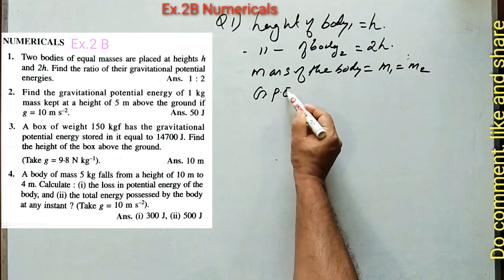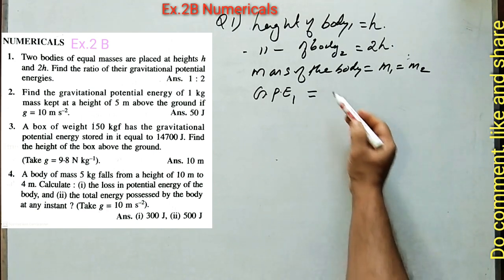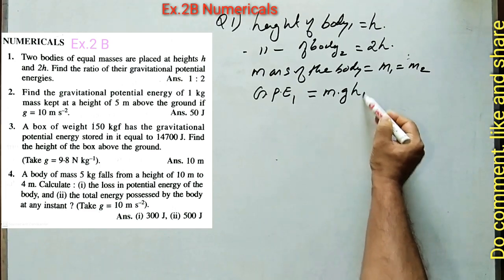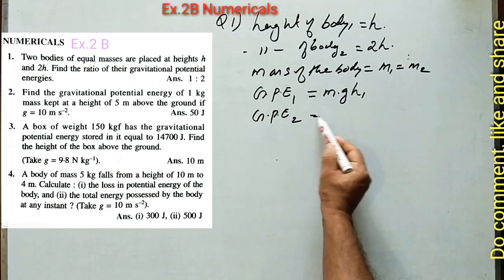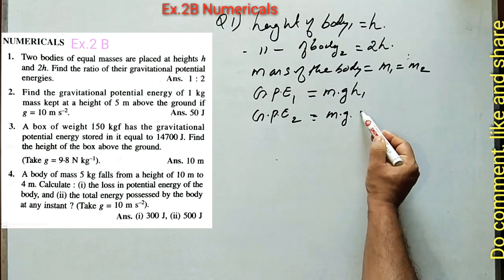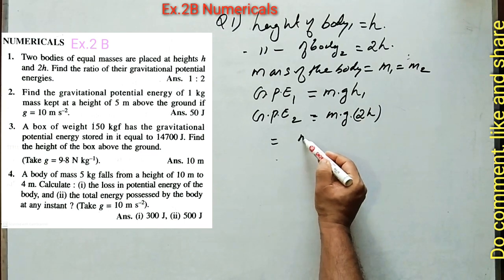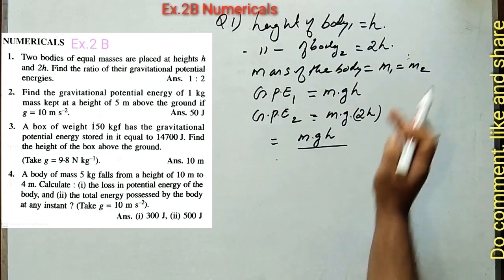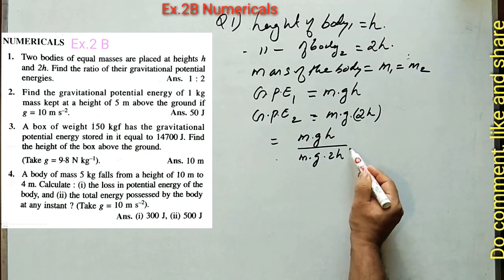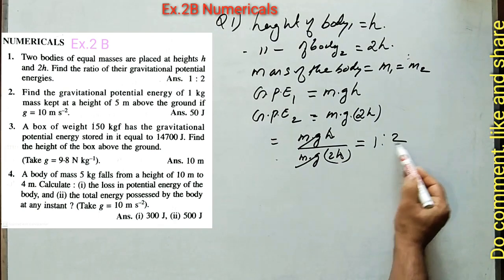Gravitational potential energy, GPE. Gravitational potential energy of the body 1, GPE 1, we can write as mgh1. Correct? And gravitational potential energy of the body 2 is given as mg2h, because height is different here. Mass and g remain constant. So we can calculate the ratio mgh divided by mg2h. Mg cancels, h cancels, and we get it as 1:2.